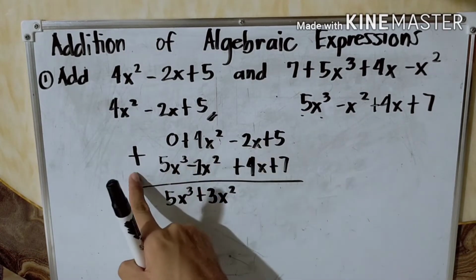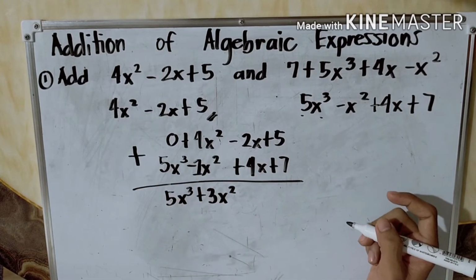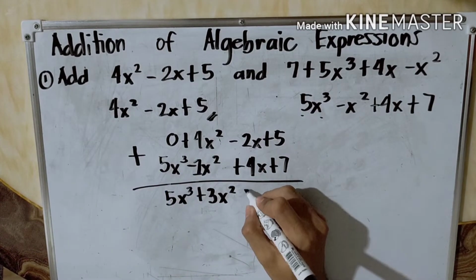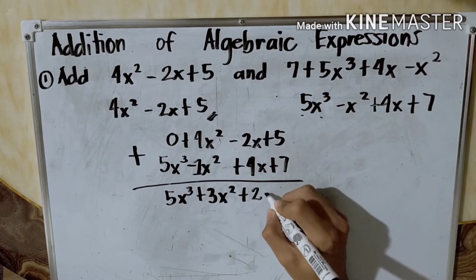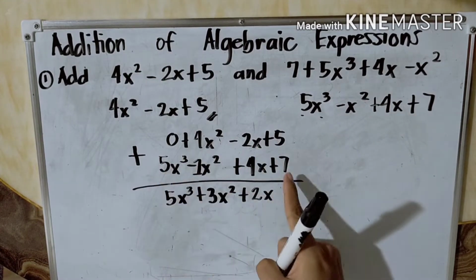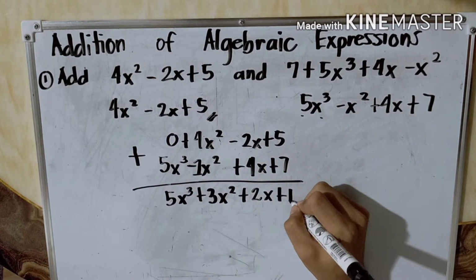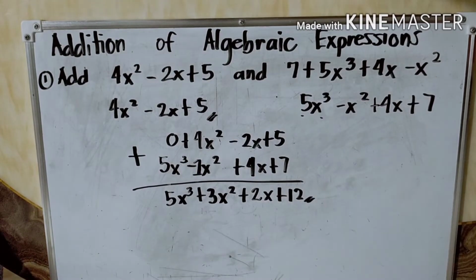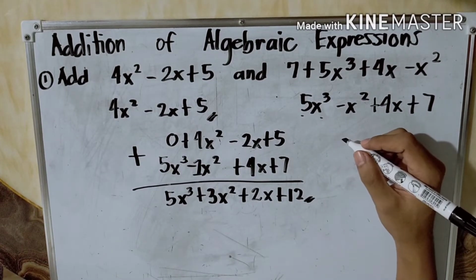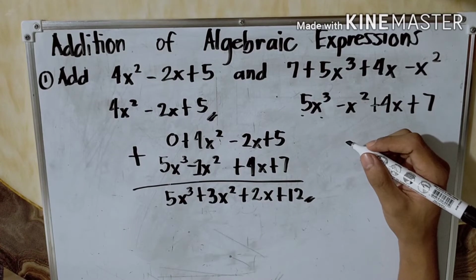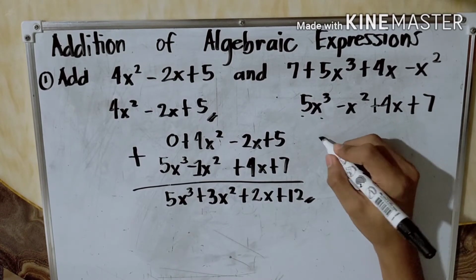Negative 2x plus 4x, applying the rules of integer, that is positive 2x. And 5 plus positive 7, that is 12. So, that is your final answer. So, ito ay ating vertical method. Pero meron tayong iba na hindi na tayo nagawa ng vertical method.